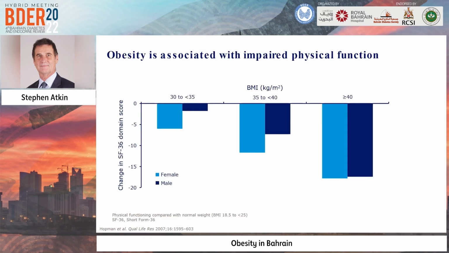And what we also know is that as you increase your weight, then your well-being and your feeling of impaired physical function also go down. This is looking at the SF36, which measures quality of life. And what you can actually see is as your BMI increases, then your quality of life decreases.